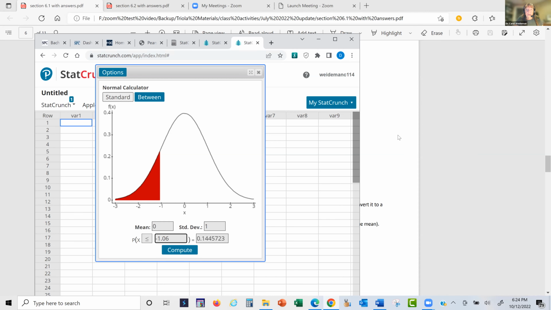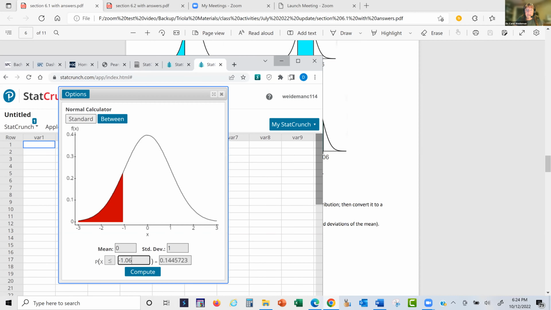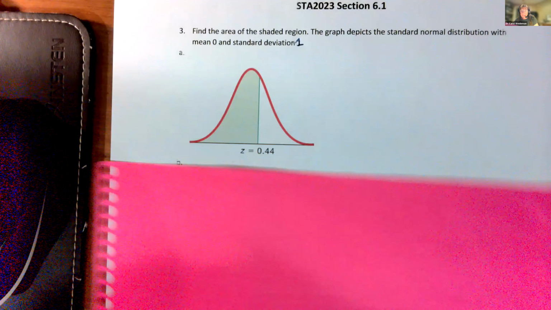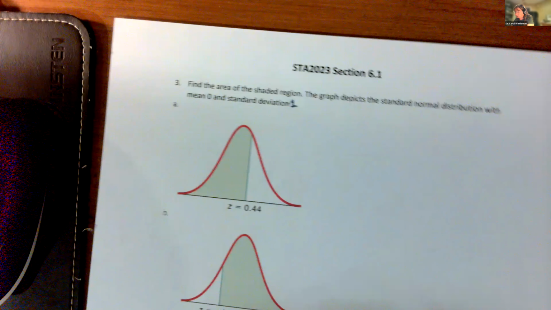All right. Now I have another one here, which says, minimize this. Find the percentage under the curve of the standard normal and then convert it to a percent and fill in the blank. So it says approximately what percent of the area is between -2 and +2. Actually, I'm going to come to the camera just for a minute because I want to try to motivate this question before we use the tool. All right, so let me flip over to this page. Here we go. It's down here.